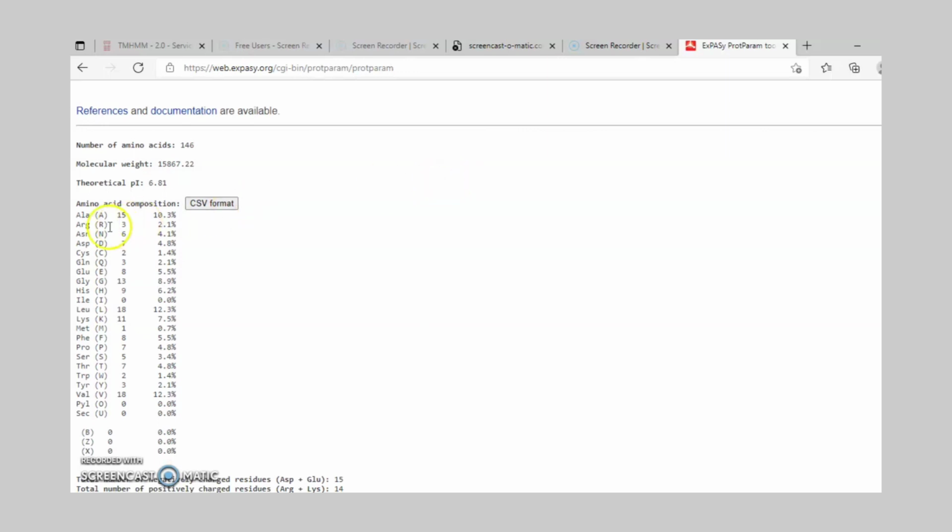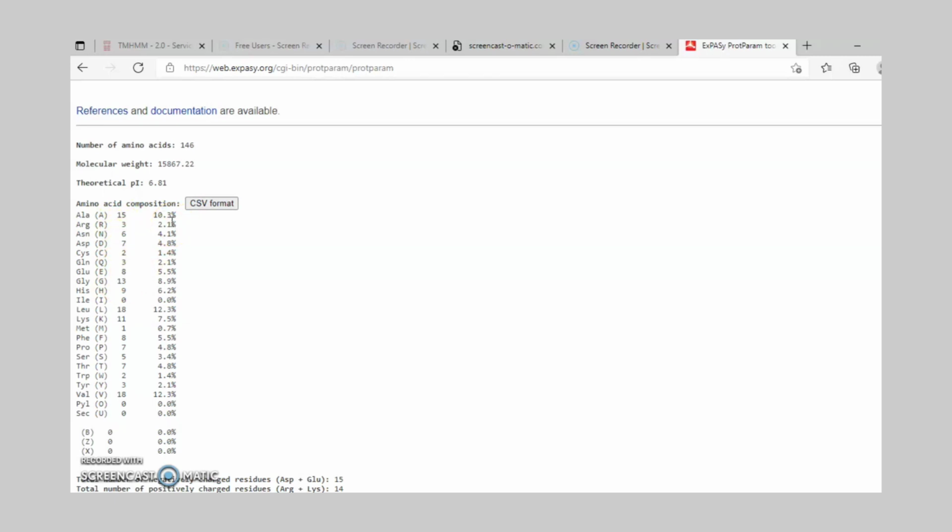We have the alanine at 10.3%. We have the arginine, the asparagine, the aspartate, the cysteine, glutamine, glutamate, glycine, histidine, isoleucine, leucine, lysine, methionine, phenylalanine, proline, serine, threonine, tryptophan, tyrosine, and valine. So these are the different compositions of the amino acids, and this is the percentage composition of the amino acids.